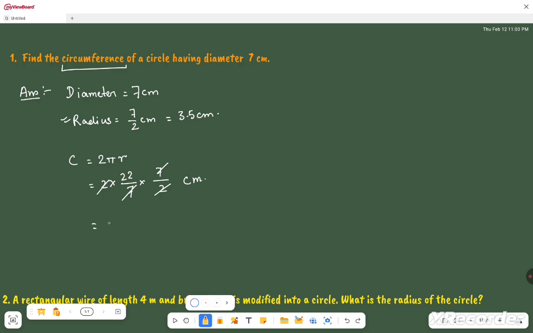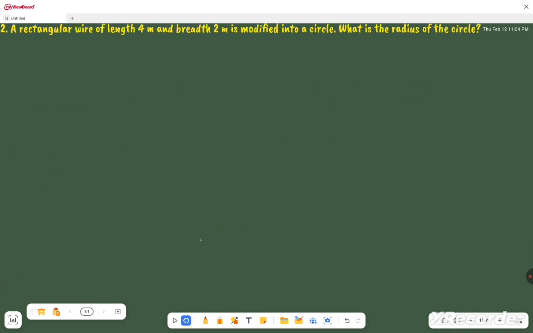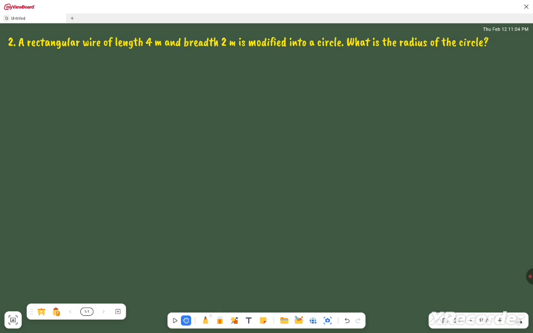So circumference comes out as 22 centimeter. So circumference is equal to 22 centimeter. So this is the circumference. I think this is a very easy question. If solved, I think everyone, it is clear. Now let's move to the second question.